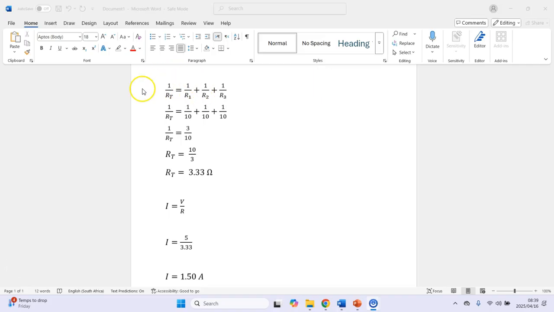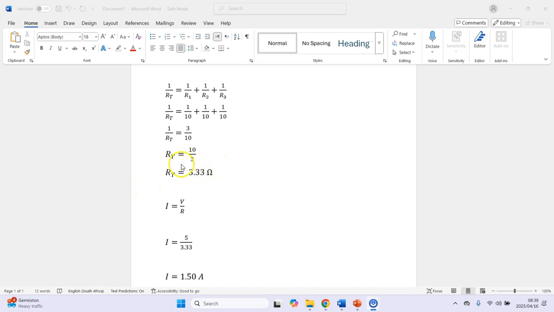So we calculate the total resistance in parallel as 1 over R1 plus 1 over R2 plus 1 over R3. So it's 1 over 10 plus 1 over 10 plus 1 over 10. And our calculator will give us a fraction of 3 over 10 that we need to remember to flip. So we get 10 over 3. And then we need to provide our final answer to 2 decimal places. So it is 3.33 ohms.